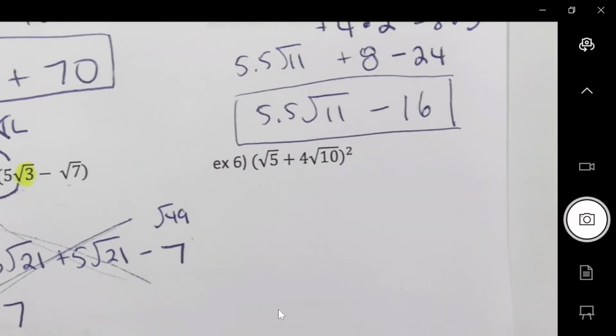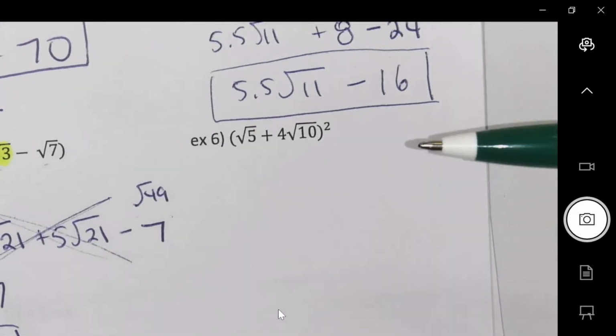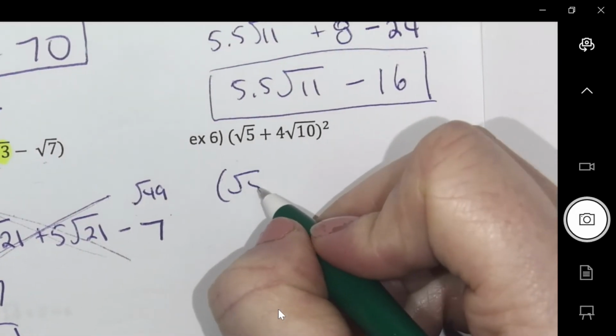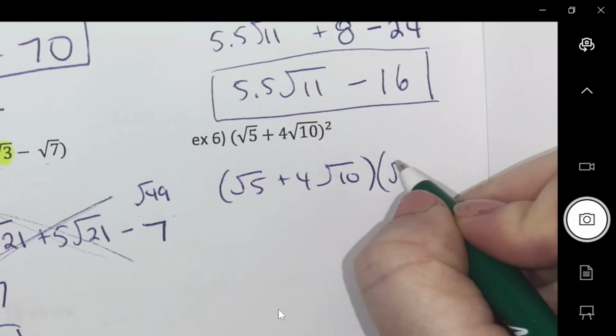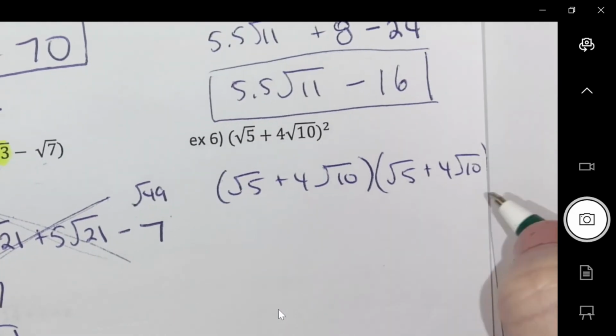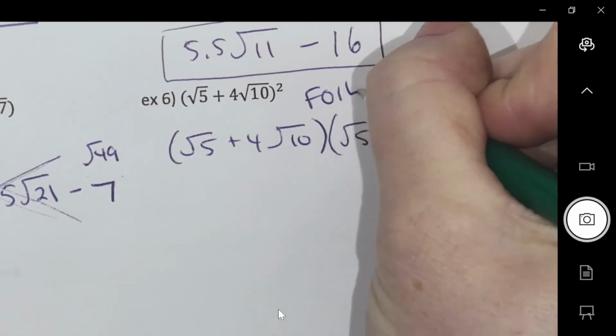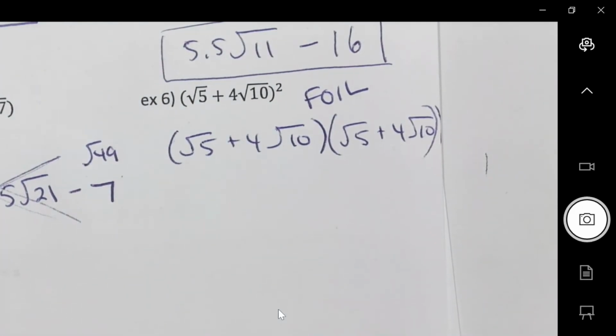Okay, and number 6. I'm going to ask you to not shortcut this. If I'm doing something squared, this is what it means. If I do something squared, that's what it means. It means to repeat multiplication. Okay, and we have to FOIL. Sorry, this is not the FLU shortcut because there's not a plus minus. It's a whole FOIL.